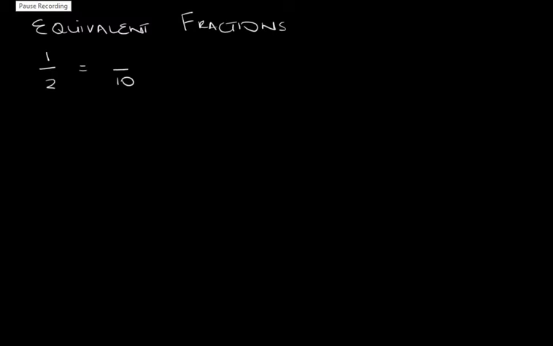So if I were to ask you what the equivalent fraction of a half was, if the denominator was 10, the question you would ask yourself is, what did I do to get 10? I multiplied by 5. And what I do to the bottom, I must do to the top. So I need to multiply the numerator by 5 as well. So that would give me 5 over 10. So 1 over 2 or half is the same thing as 5 over 10. Those are equivalent fractions. Let's do another one.